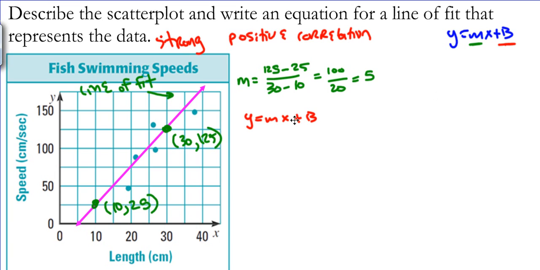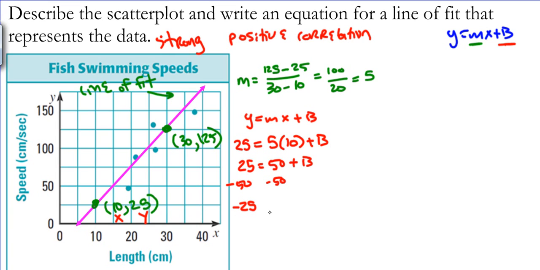To do that, we start with this. We have to plug in an x, a y, and an m. You can use either one of these. I'll use these two. Doesn't matter though. 25 equals my slope times my x plus b. And then we solve it just like we have been. So I get negative 25 equals b. Now that b, remember, represents your y-intercept.